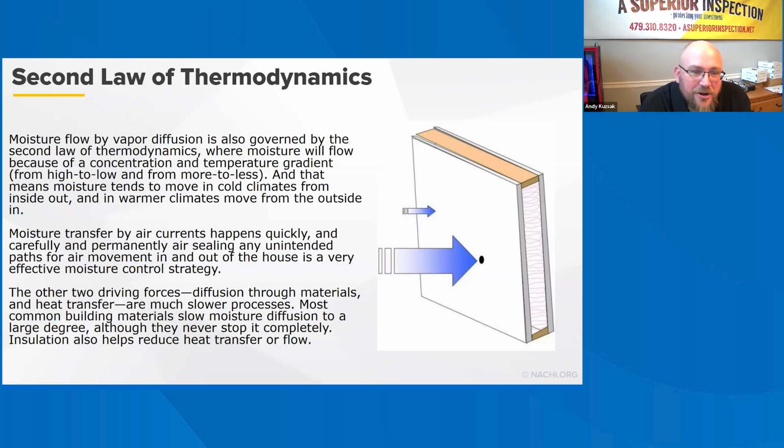Moisture transfer by air currents happens quickly, and carefully and permanently air sealing any unintended paths for air movement in and out of the house is a very effective moisture control strategy. The other two driving forces, diffusion through materials and heat transfer, are much slower processes. Most common building materials slow moisture diffusion to a large degree, although they never stop it completely. Insulation also helps reduce heat transfer or flow.